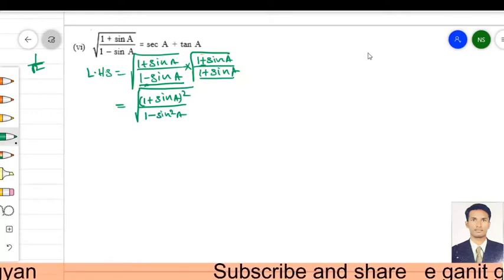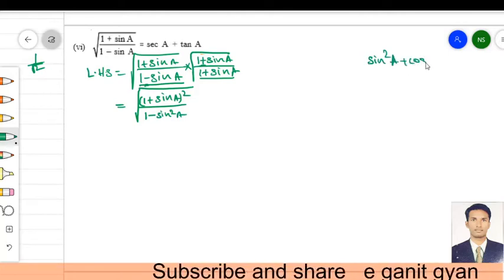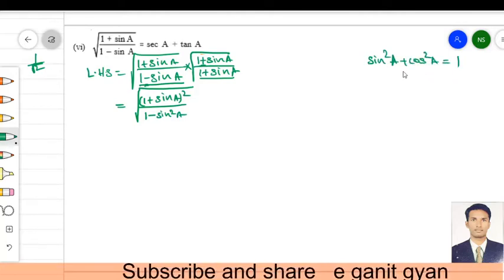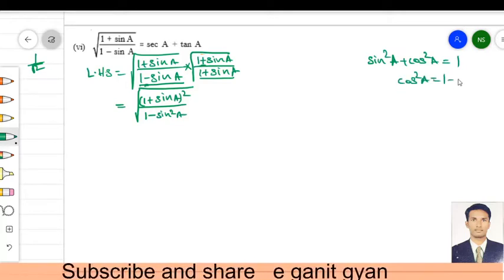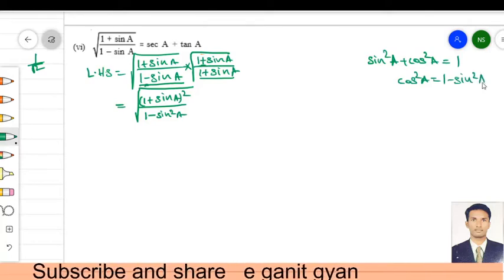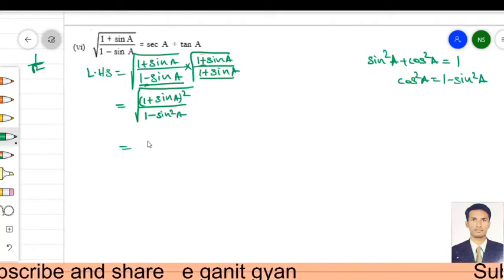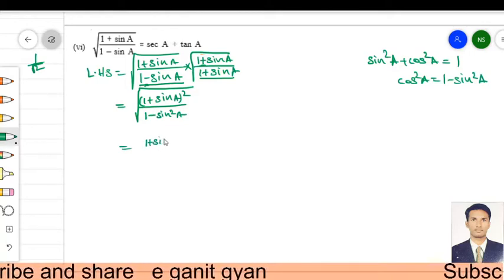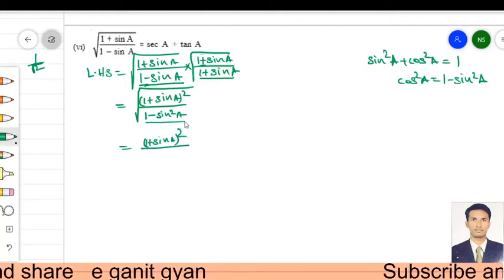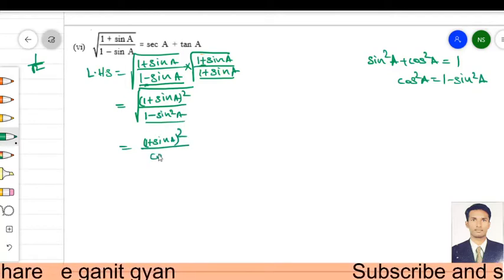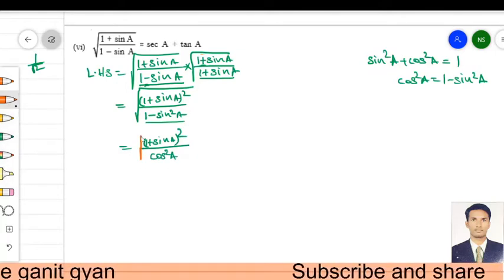And I have one identity, which is sin square a plus cos square a equals 1. From this I can write cos square a equals 1 minus sin square a, so that here I can write (1 plus sin a) whole square divided by, instead of 1 minus sin square a, I can write cos square a. All this will come under the square root symbol.